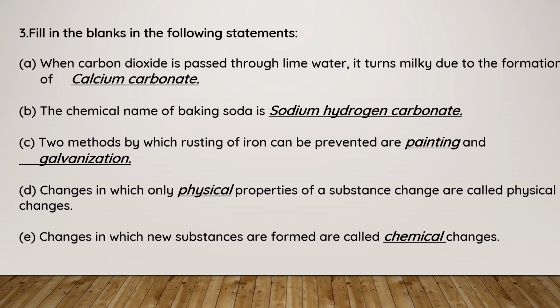Then third question. Fill in the blanks in the following statements. When carbon dioxide is passed through lime water, it turns milky due to the formation of calcium carbonate. So this is the answer. Carbon dioxide is passed through slaked lime water. It turns milky due to the formation of calcium carbonate, that is CaCO3. So you just go and see that chemical reaction. You will get calcium carbonate, CaCO3.